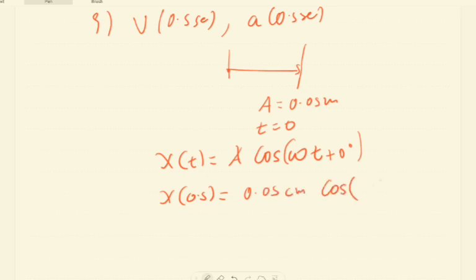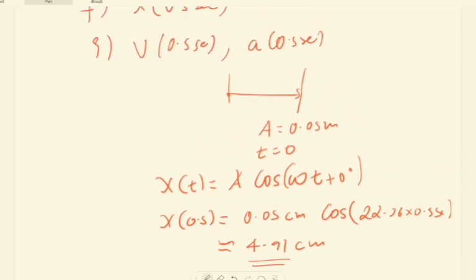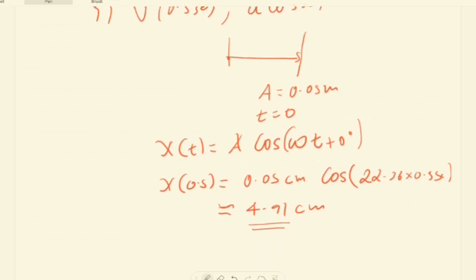Hence, with simple calculation, the position at 0.5 second will be the amplitude 0.05 times cosine of 22.36 times 0.5 second, and one can find the result of approximately 4.91 centimeter. Then we need to find the velocity at 0.5 and the acceleration.